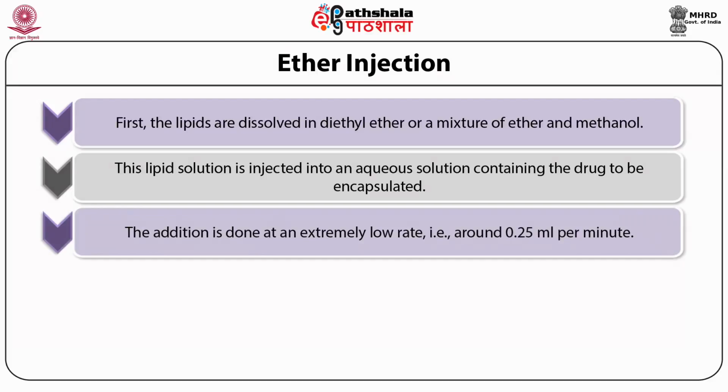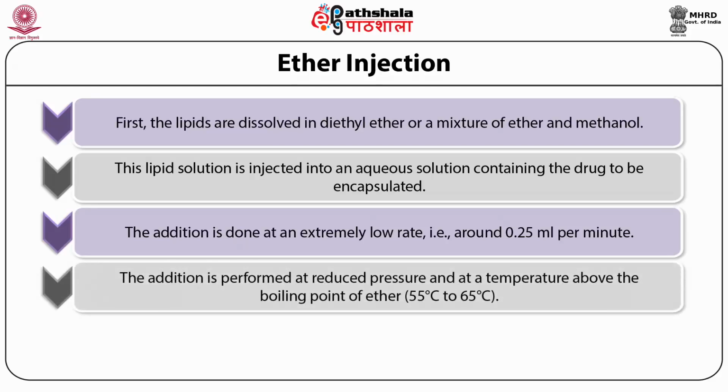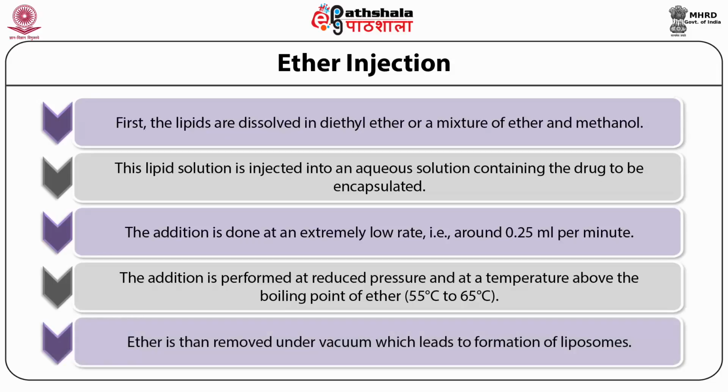The addition is done at an extremely low rate, that is around 0.25 ml per minute. The addition is performed at reduced pressure and at a temperature above the boiling point of ether, that is 55 degrees centigrade to 65 degrees centigrade. Ether is then removed under vacuum, which leads to formation of liposomes.